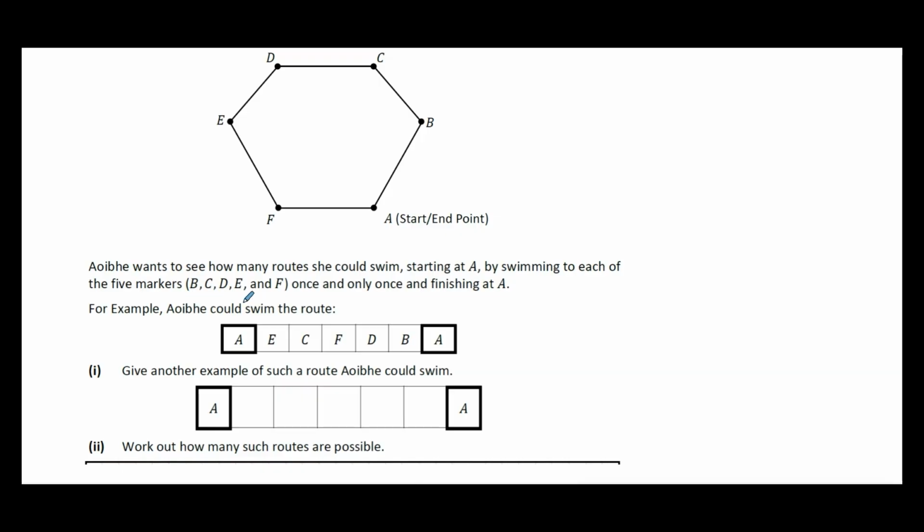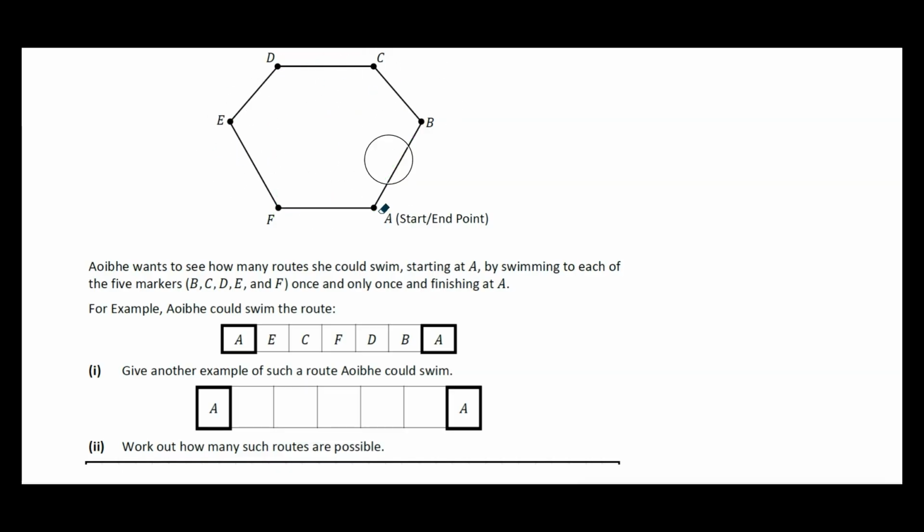So for example, how does she swim? She starts at A, then she goes to E. Then from E she goes to C, then to F, then to D, then to B, and then she's back at A. That's what they mean: to each point once, starting with A and ending with A. They are saying, give another example of such a route that she could swim.